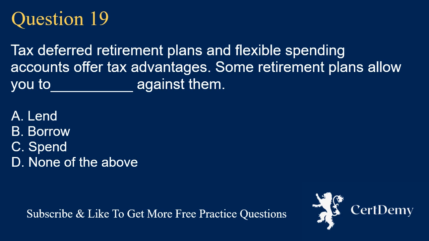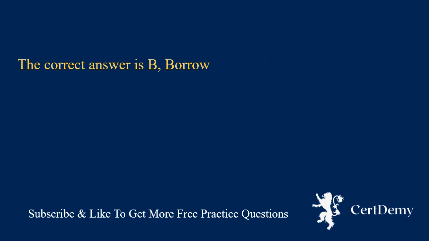Question 19. Tax-deferred retirement plans and flexible spending accounts offer tax advantages. Some retirement plans allow you to blank against them. A. lend, B. borrow, C. spend, D. none of the above. The correct answer is B. Borrow.